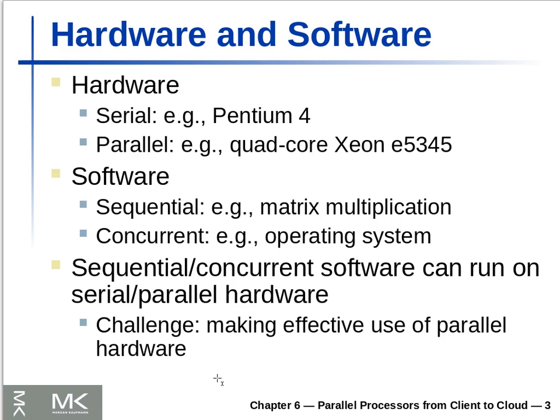Software-wise, sequential matrix multiplication is pretty sequential, because in order to compute the next one, you really need to know what's happening previously, as we showed in a previous course. Concurrent, though, like operating systems, is concurrent, because you might have completely separate processes running that don't interface with each other. But sequential and concurrent software can run on both serial and parallel hardware. The challenge is to make effective use of the parallel hardware when it's possible.